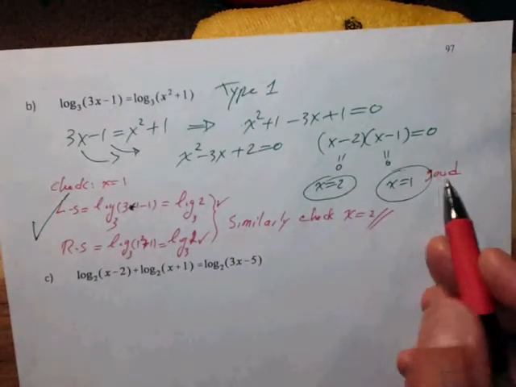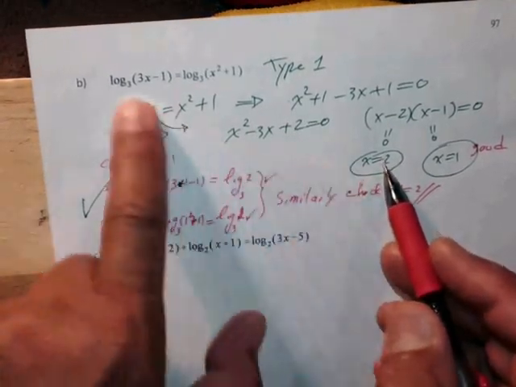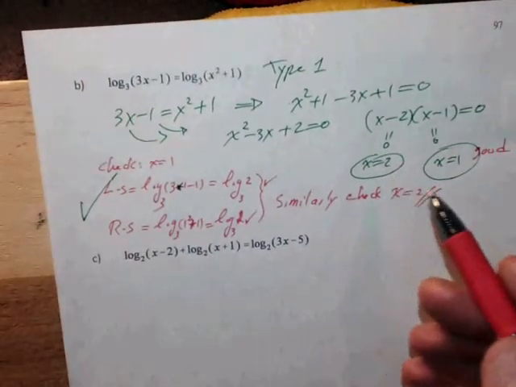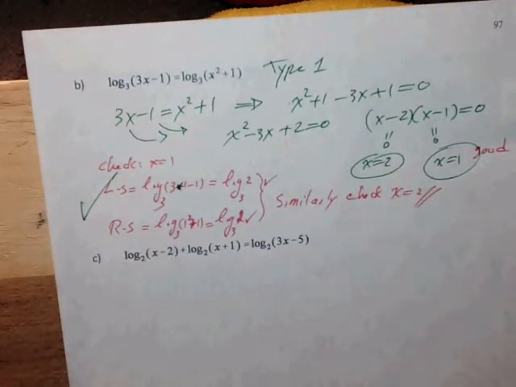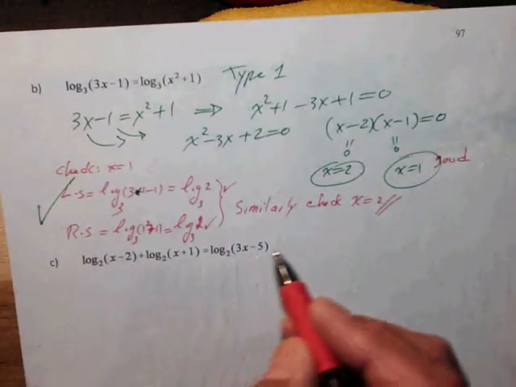Check x equal to 2 similarly. Put x equal to 2 on the left side, put x equal to 2 on the right side, and see if you get the same answer. Okay, 2 more examples very quickly. See, this is neither type.